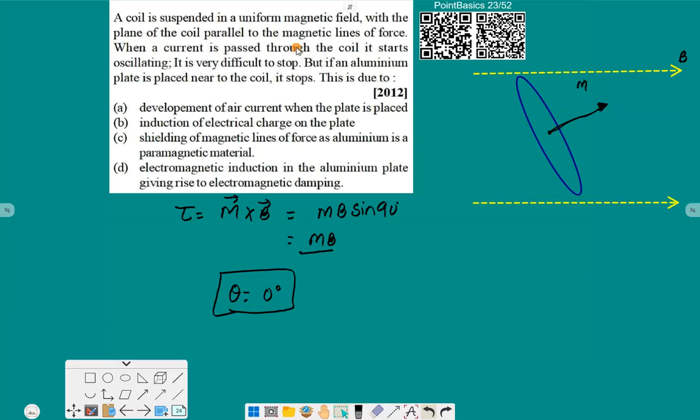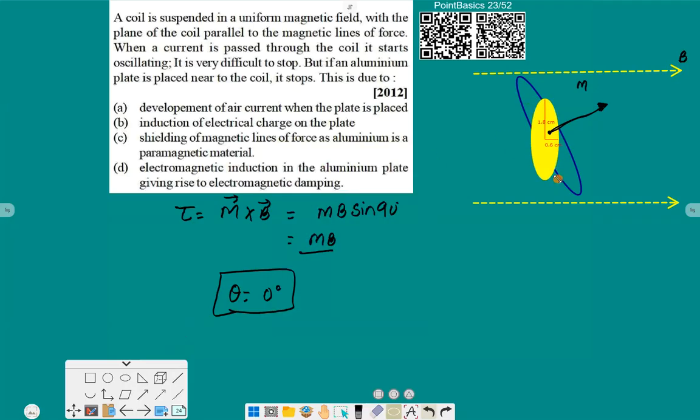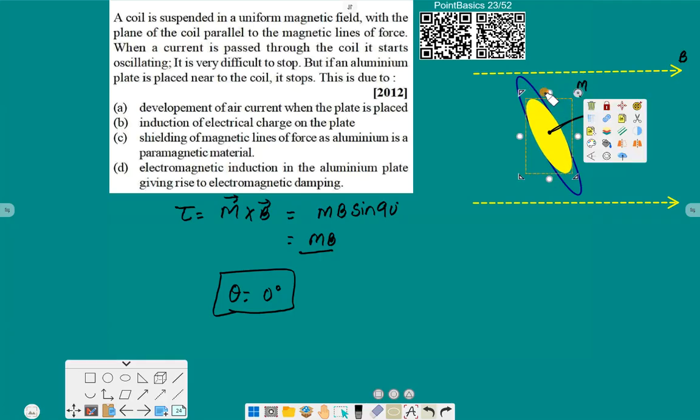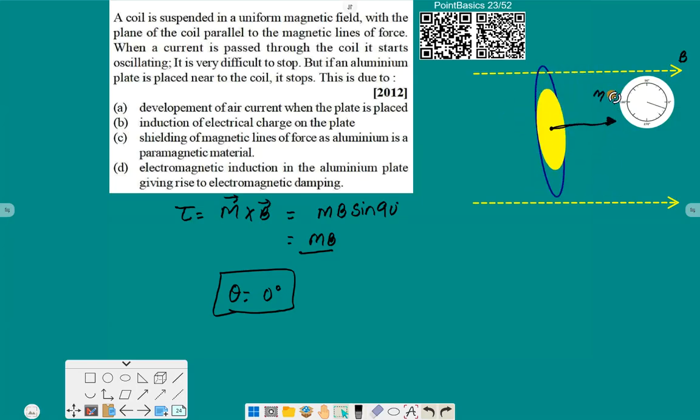Now what happens if we put an aluminium plate near the coil? Suppose we put an aluminium plate here. This is our aluminium plate, which we just stacked with our coil. Now what happens? Let me select it. Yes. So now when this starts oscillating, what happens?